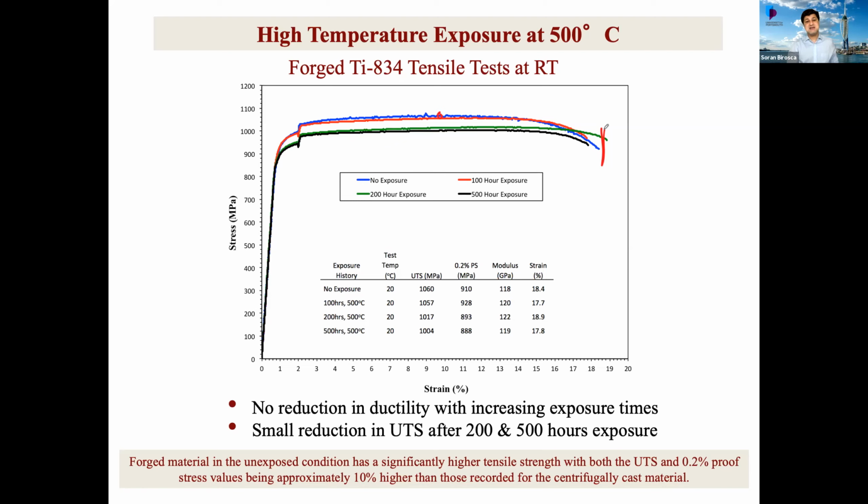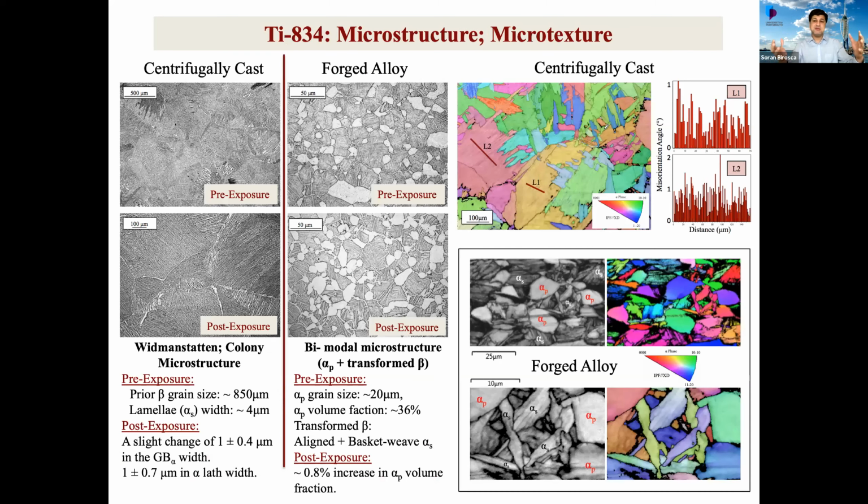Now, let's see why that happened. What's the difference between the microstructures? Well, the microstructure of the centrifugal cast, as we see it here, is a typical, what we call Widmanstätten microstructure, which is a colony lamellar microstructure where you have a very large prior beta grain, and then these small lamellar microstructures.